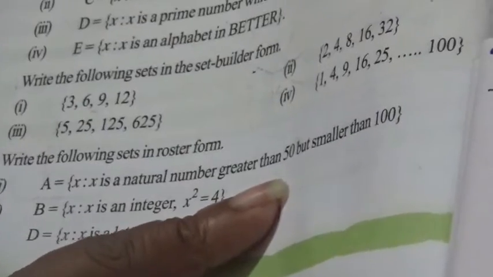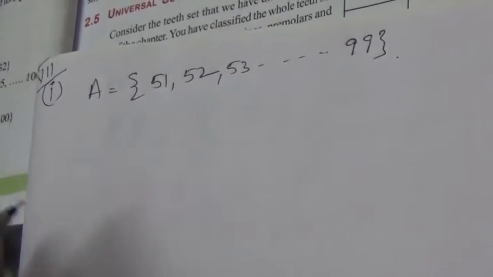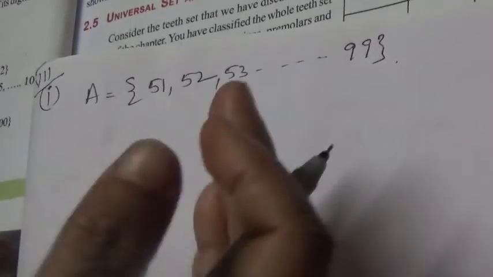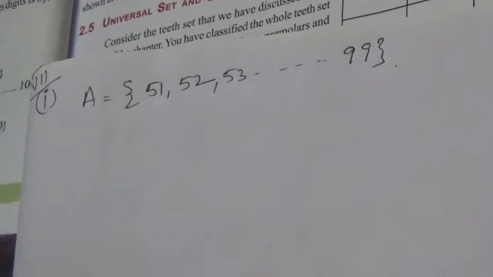7th question. Write the following sets in the roster form. In the roster form we have to write this one. So in the 7th question, the first sum is A is equal to x colon x is a natural number greater than 50 but smaller than 100. Greater than 50 means 51, 52, 53, and smaller than 100 means 99, 98, just like that. This is the listed form of the first sum. Not 100 and not 50.